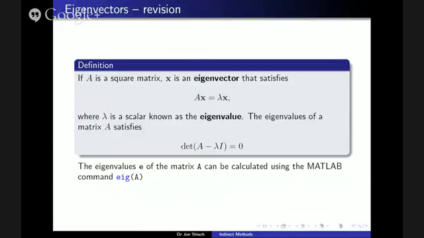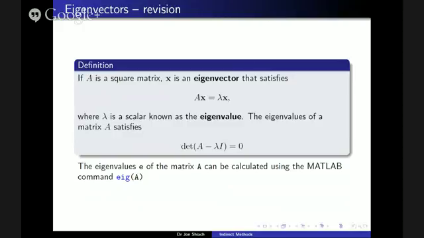This is the definition of an eigenvector. Any vector x is an eigenvector if, for a square matrix A, A times x is equal to lambda, which is some scalar, times x. Lambda is known as an eigenvalue. The eigenvalues of a matrix satisfy this equation: take A minus lambda times the identity matrix and calculate the determinant. Those values of lambda for which the determinant is equal to 0 are the eigenvalues.